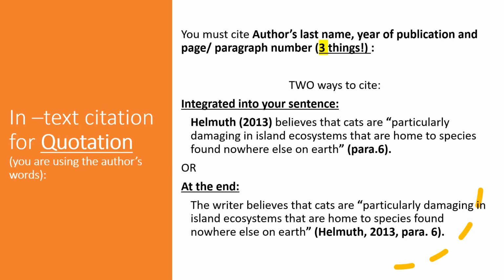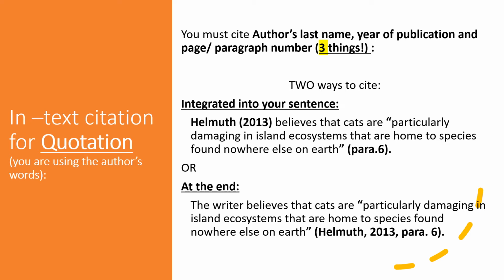On the other hand, when you are quoting, you should see three pieces of information: the author's last name, the year of publication, and the location of the quote. In this case, it's a paragraph number, para 6. If it was a page number, it might just be p. 6. But when you're preparing for your quiz, if you don't see quotation marks, there should not be a para or a page number.